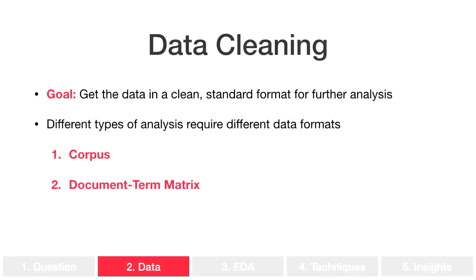OK, so we've gathered our data. We have 12 comedians. Now we have to clean that data. So our goal for this step is to get the data in a clean, standard format that we can use for further analysis. And we're going to get our data in 2 types of formats. The first is just a general corpus, which we'll talk about in a bit. And the second, which involves a little bit more work, is a document-term matrix.